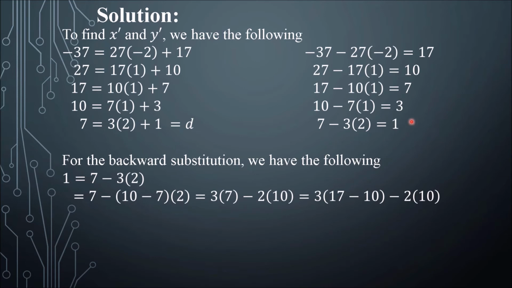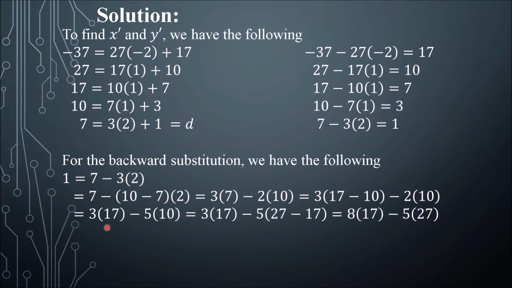Now our next remainder is 7. So we need to substitute this for 7. So we have 3 times 17 minus 10. And then we need to simplify. So we have 3 times 17. Then 3 times 10 and 2 times 10 will be 5 times 10.